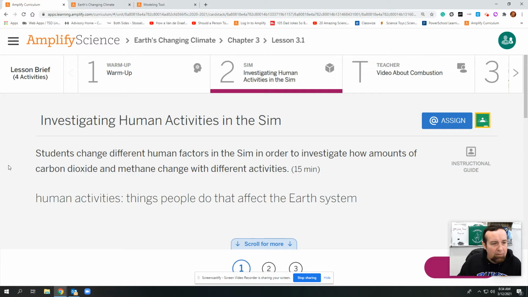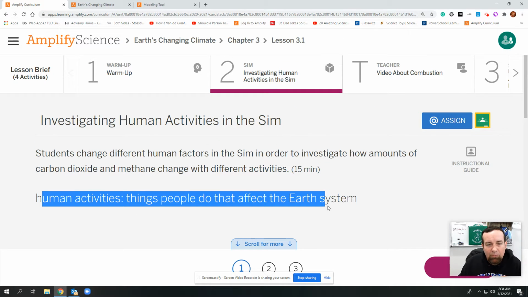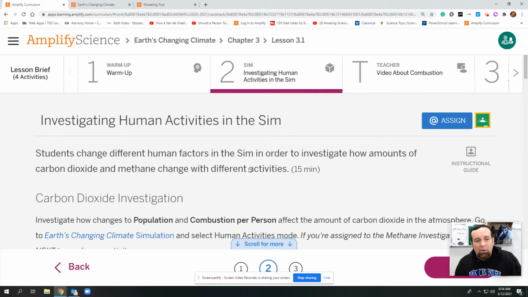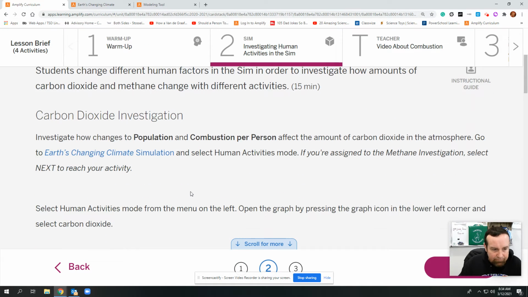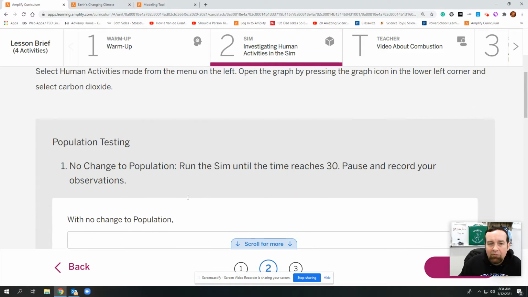All right, my people, here we are. Human activities, that's just things people do that affect the Earth system, at least for what we're talking about in this unit of study. Now, for part 2, this is a sim investigation. It is a bit of a long sim investigation, but if you just take it step by step, it shouldn't be an issue. Plus, I'm also going to walk you through it.